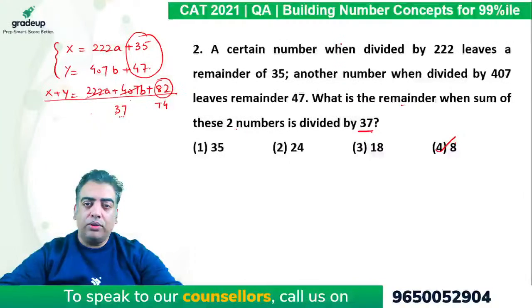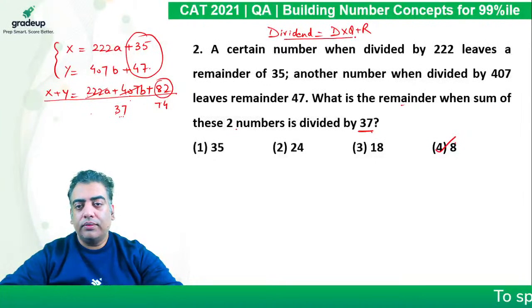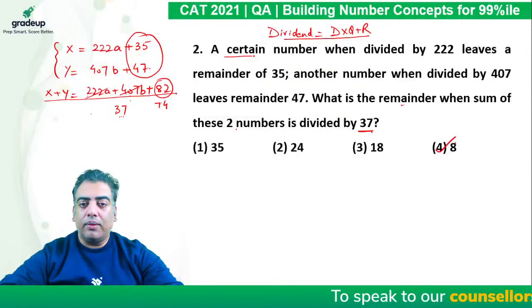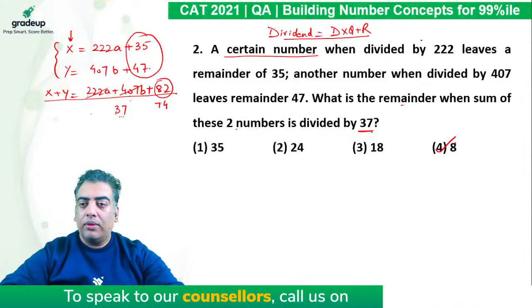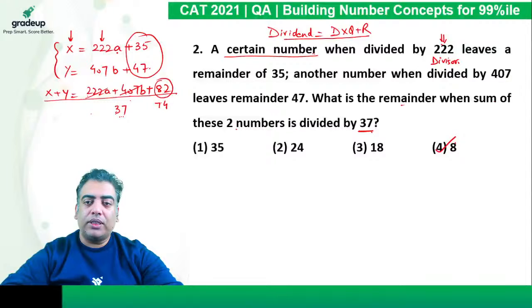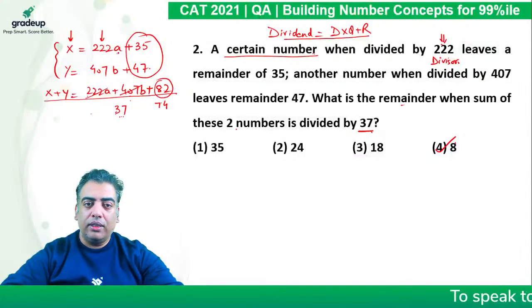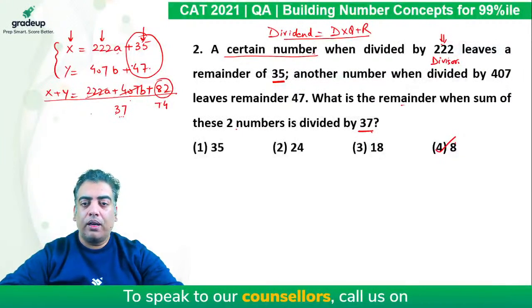Roshan, again we are using dividend is equivalent to divisor into quotient plus remainder. A certain number is unknown, so I took it as x. When divided by 222, this is your divisor, so I wrote it here. There must be some quotient, I wrote it as a, that is unknown. Remainder is 35, so I took it here, right?